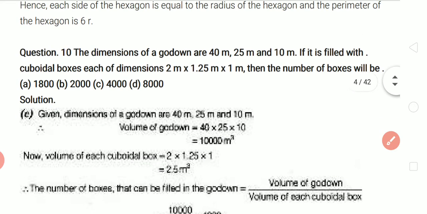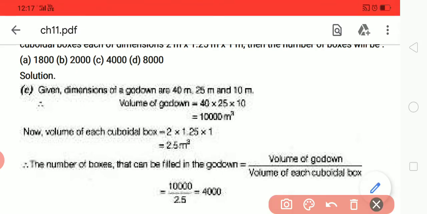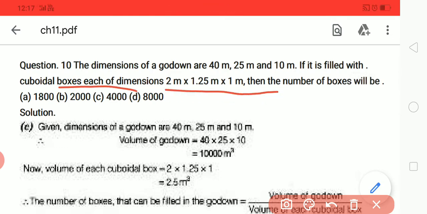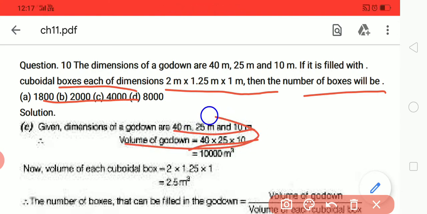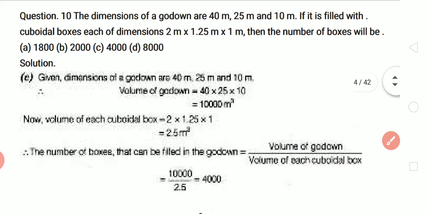So come to question number 10. The godown, of dimensions 40 meter, 25 meter and 10 meter, is fitted with cuboidal boxes, each of the dimensions given, and the number of boxes will be found. Given that the godown has these dimensions, you can find the volume by L into B into H. You can multiply 40, 25 and 10 meter, and you will get 10,000 meter cube.